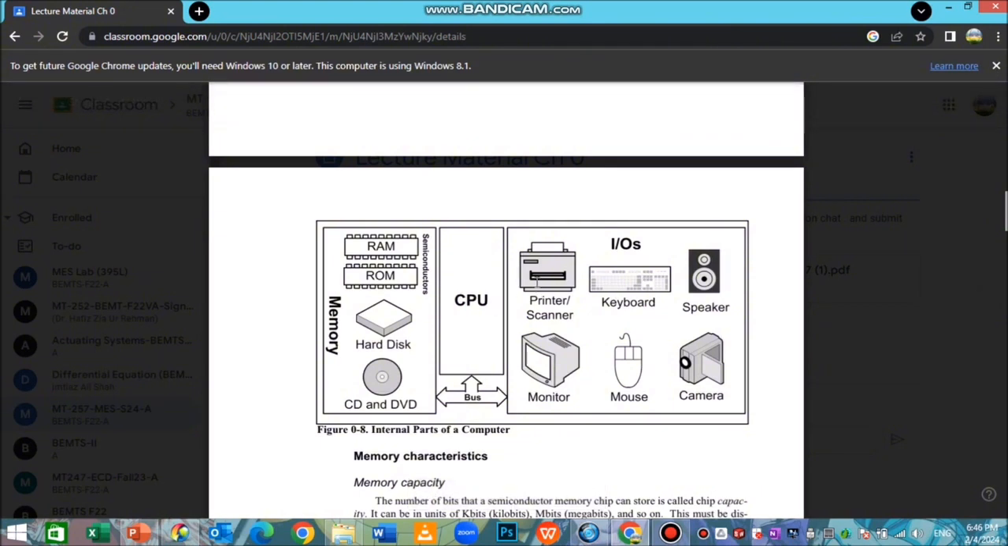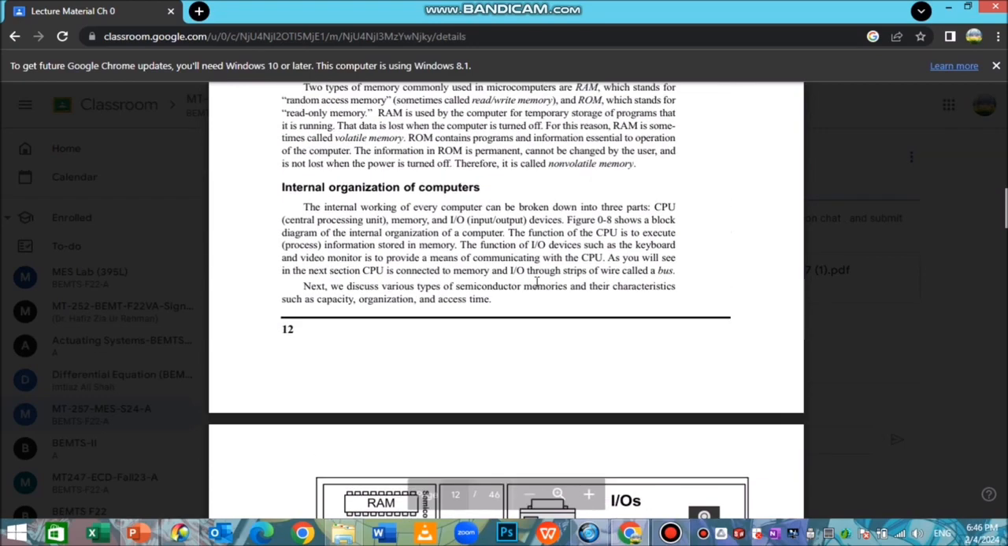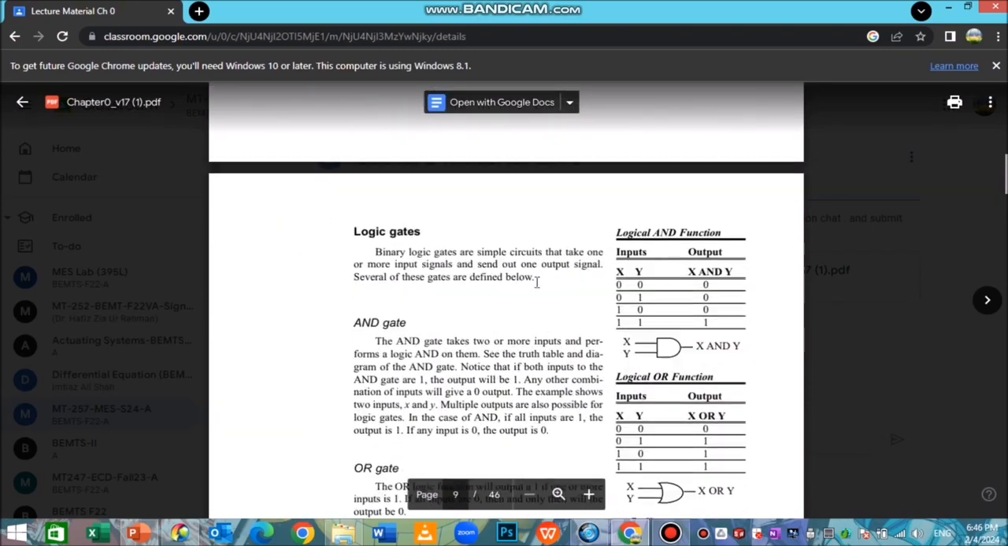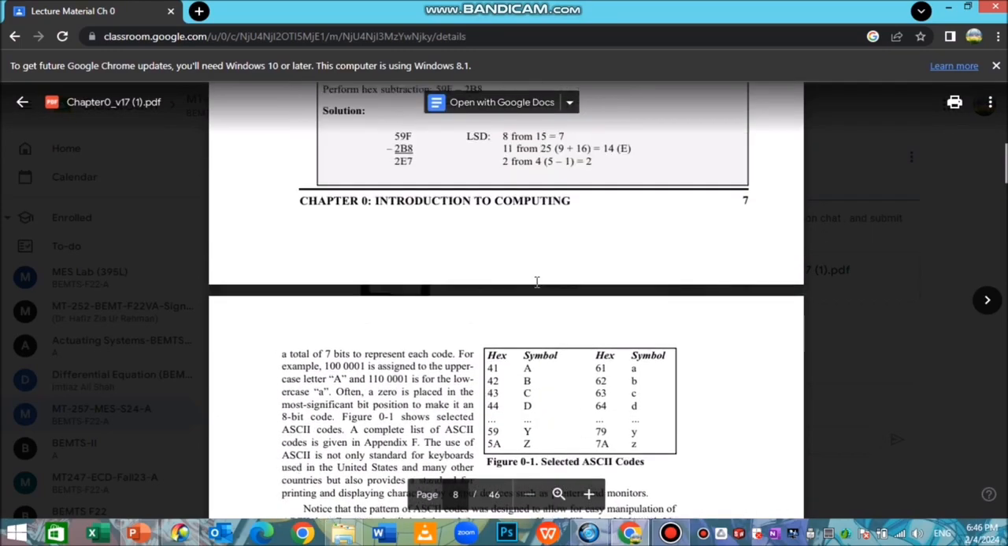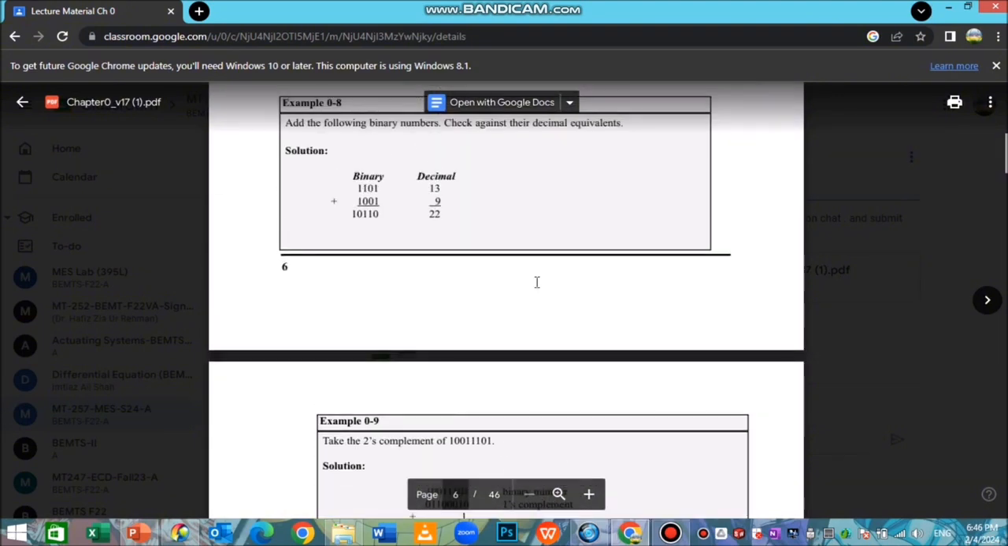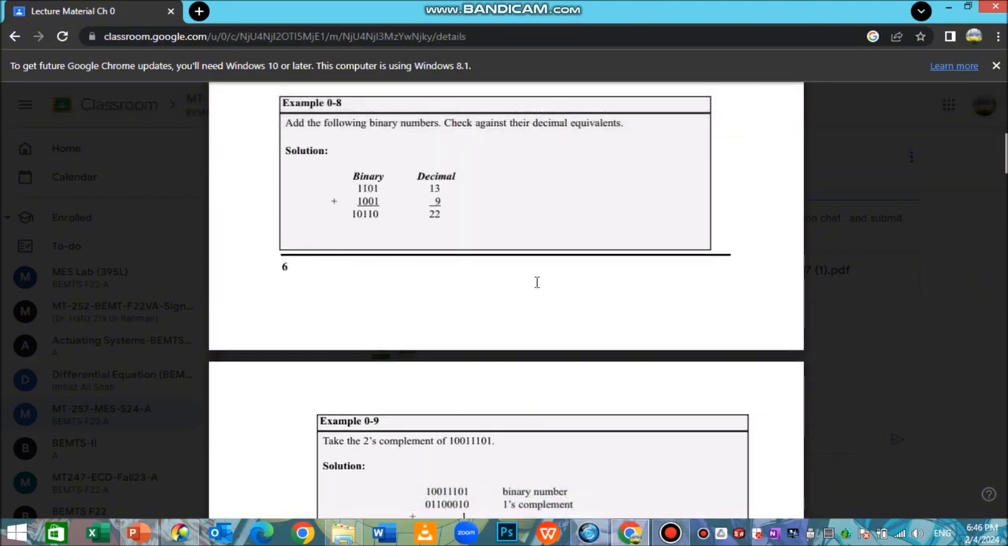Now we are going to discuss the conversions. That is the topic 0.1. We are going to discuss conversions from different bases and how to add and subtract them. I'm going to show you on my register now.